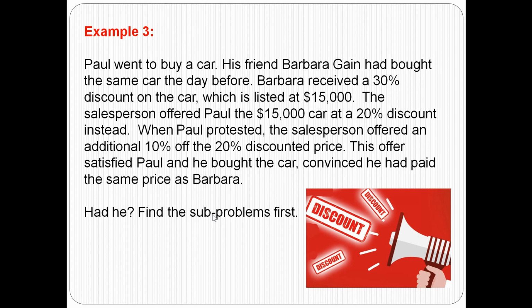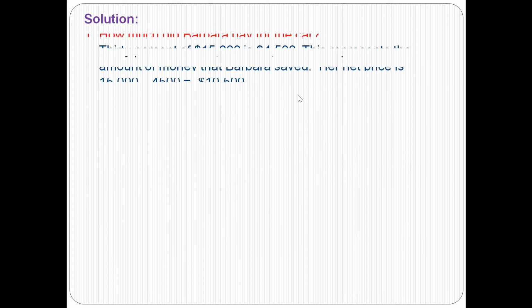So, what do we know? We know that Barbara bought the car that was listed at $15,000 after getting the 30% discount. We know that Paul got a 20% discount first, and then after that he got 10% discount. We need to know if Paul paid exactly the same price as Barbara, or less, or more. So let's look at our list.